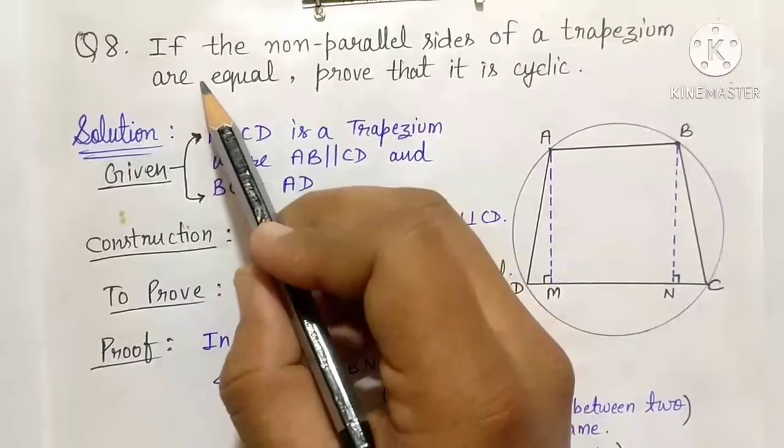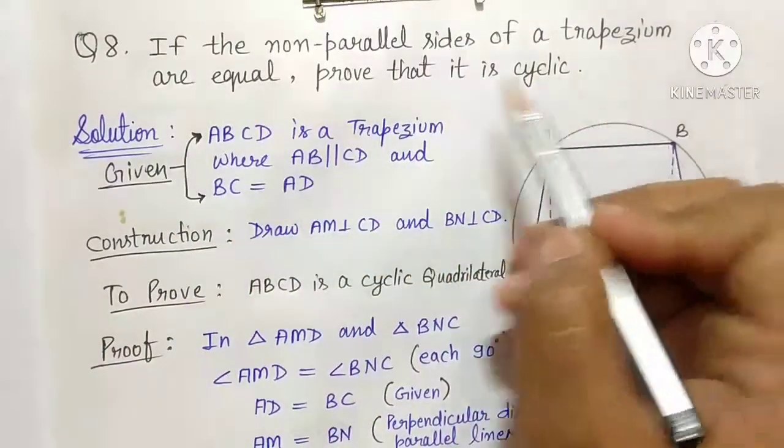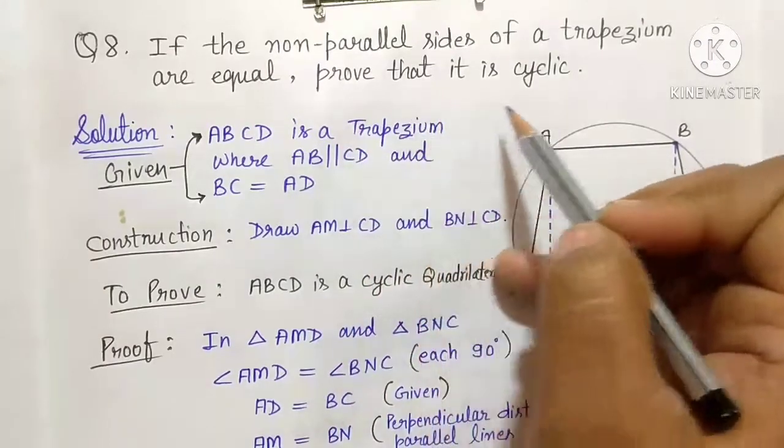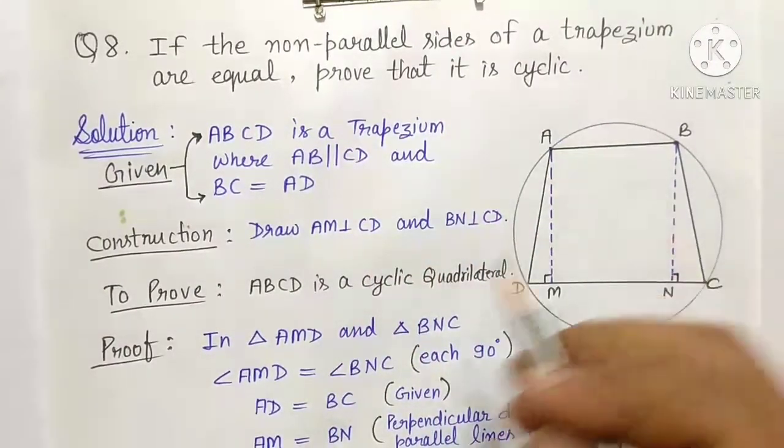Question number 8 says that if the non-parallel sides of a trapezium are equal, then prove that it is cyclic. Which are the non-parallel sides of a trapezium?